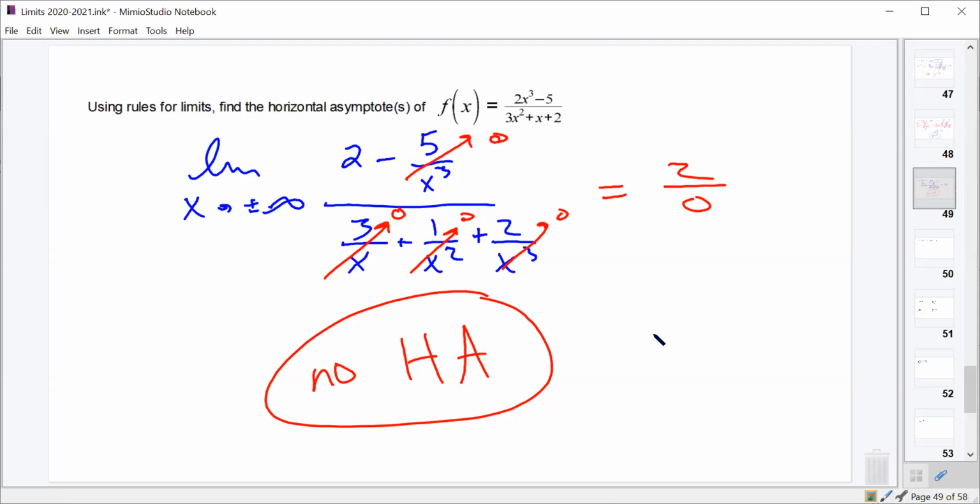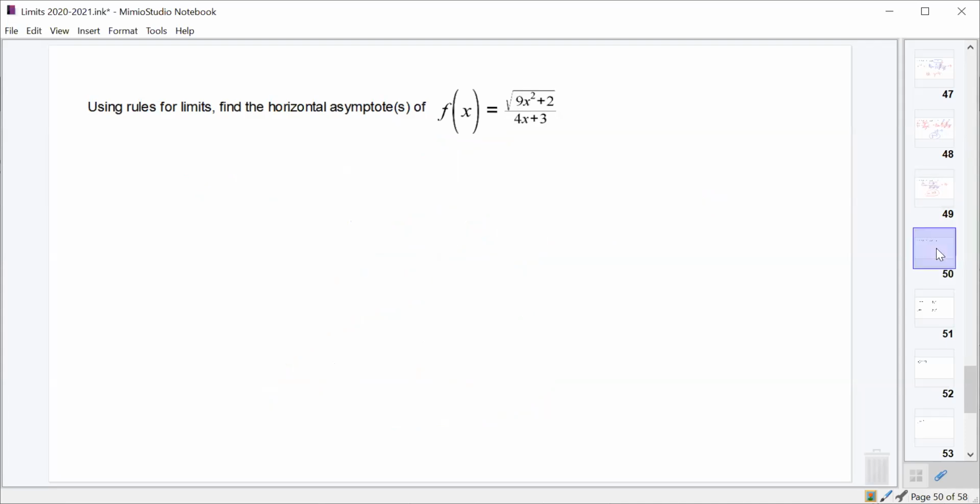All right, well then, let's look at one where it gets a little more complicated. Let's find the horizontal asymptotes for root 9x squared plus 2 over 4x plus 3. Let's do the limit as x approaches infinity first. So as x goes towards infinity, is this plus 2 very significant in comparison to an x squared, even if that x squared is inside of a square root?